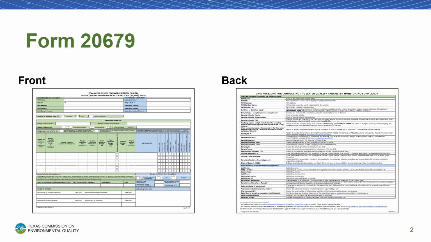Form 20679 has 2 pages. The first page provides space to record information on water quality parameter samples. The second page provides instructions for filling out this form and includes descriptions of what information is needed. In this video, we will walk through how to complete the first page.